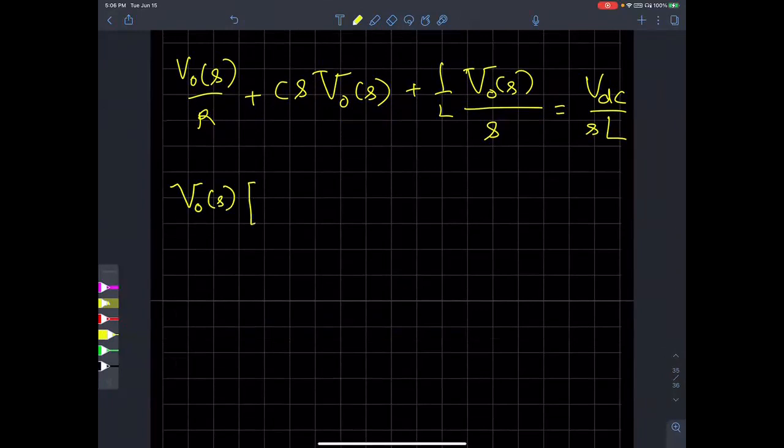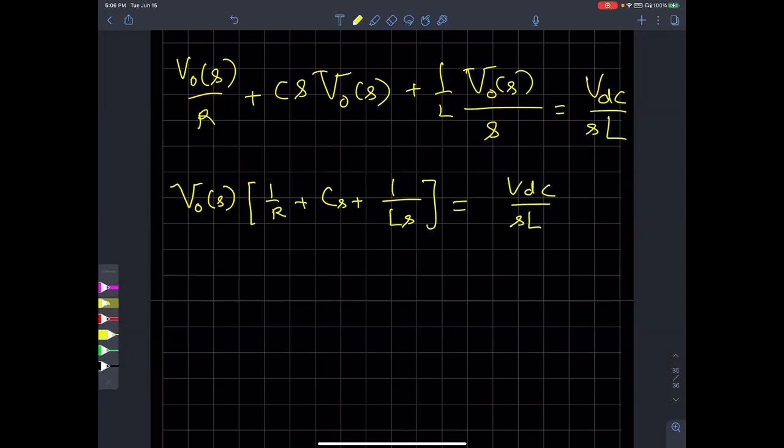So what you get is V naught over R, so you have something that looks like 1 over R plus CS plus 1 over LS, that equals VDC over SL. You can manipulate this any which way you want, in a bunch of different ways.